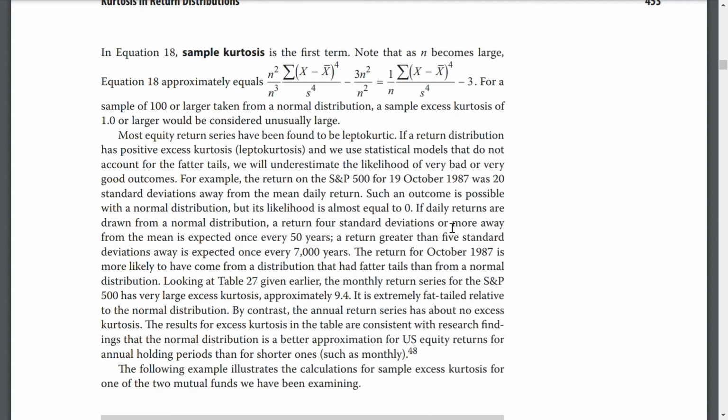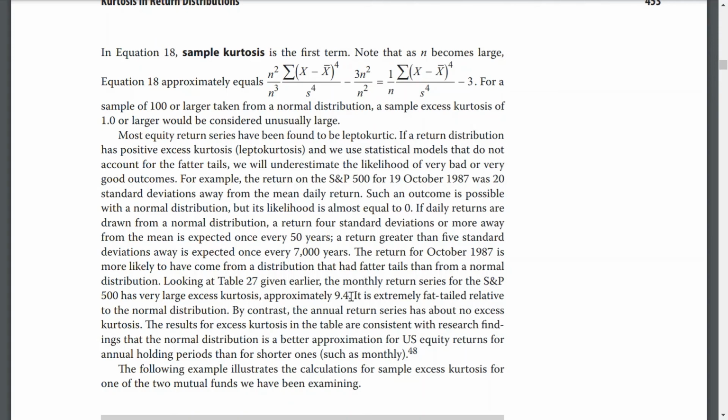If daily returns are drawn from a normal distribution, a return 4 standard deviations or more away from the mean is expected once every 50 years. A return greater than 5 standard deviations away is expected once every 7,000 years. The return for October 19, 1987 is more likely to have come from a distribution that had fatter tails than from a normal distribution.